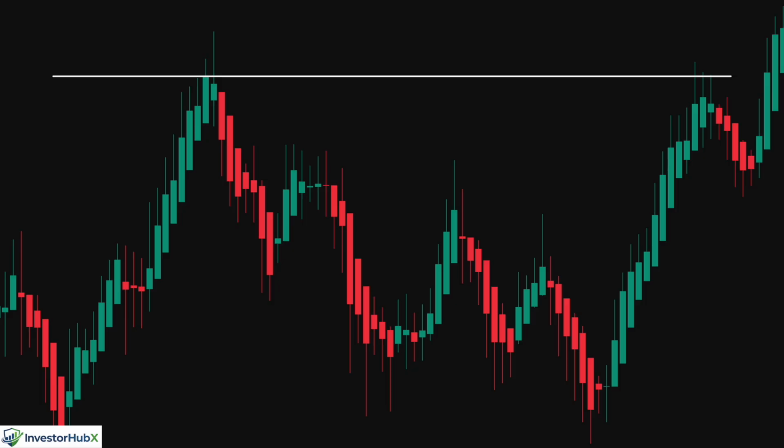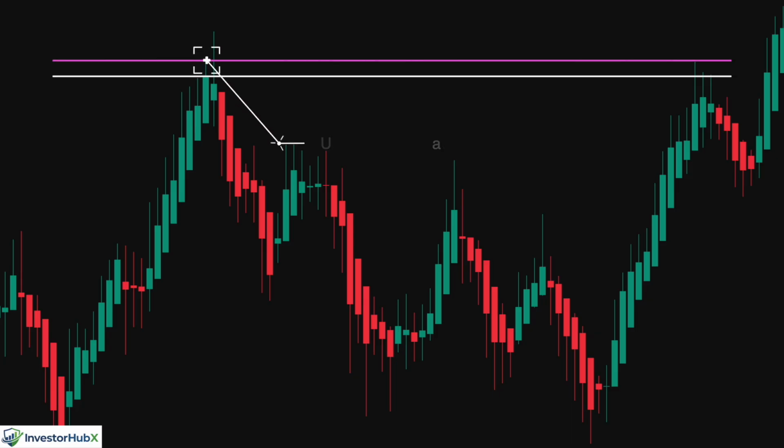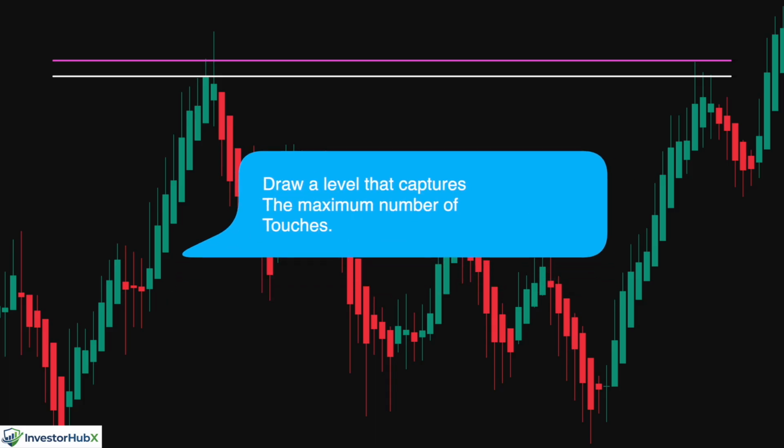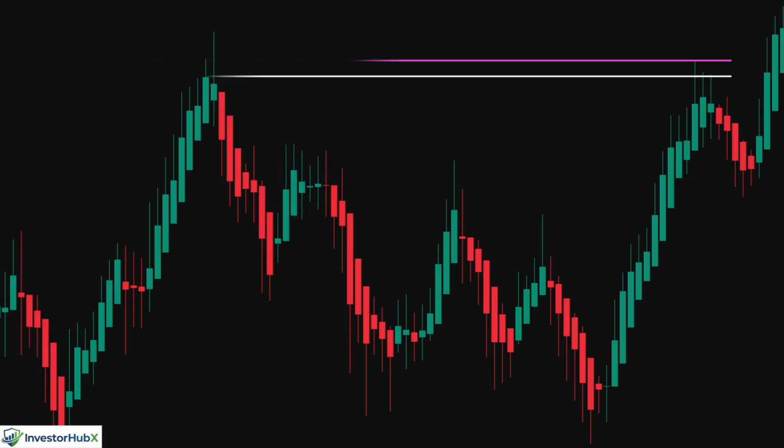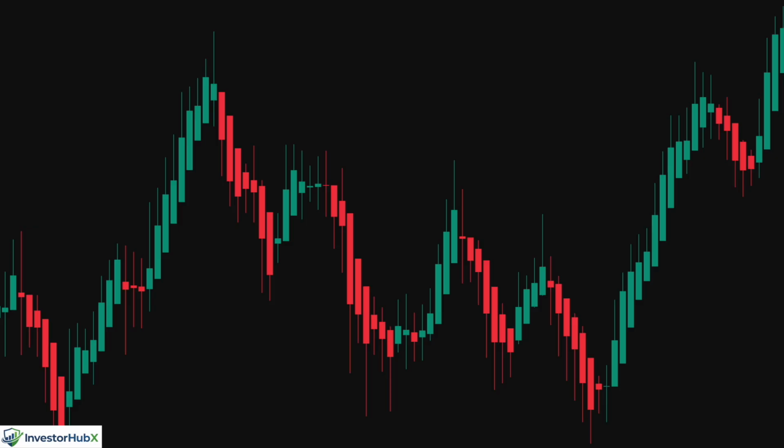In the second example, another school of traders would draw the level using the wicks, like this. Their reasoning is that wicks show rejection, where price was pushed away. But when we draw the level this way, price has only reacted at this level 2 times. And this brings us to the key takeaway. Whether you draw the level using candle closes or wicks is less important. The rule of thumb is to draw the level that captures the maximum number of touches. In this case, the candle close level is stronger because it has 5 reactions, compared to only 2 reactions using the wicks.